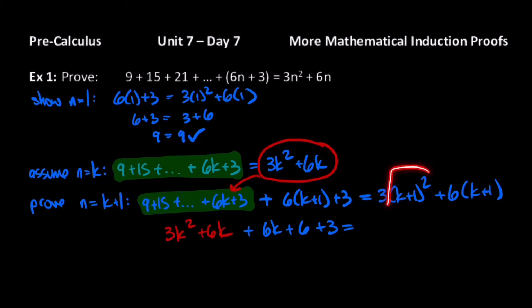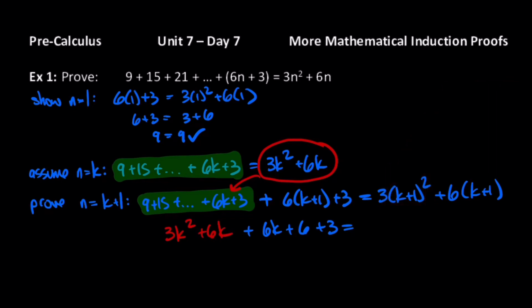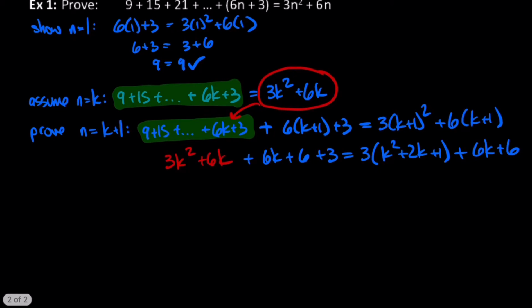Remember, k plus 1 squared is simply k plus 1 times k plus 1, which is k squared plus 2k plus 1. But don't forget we have a 3 in parentheses in front of that. 3 times k squared plus 2k plus 1 plus, let's distribute the 6, 6k plus 6. Now you need to get the left and the right sides equal. Okay, so over on the left side, let's combine all our like terms. That gives me 3k squared plus 12k plus 9.